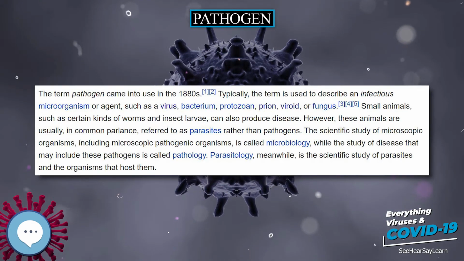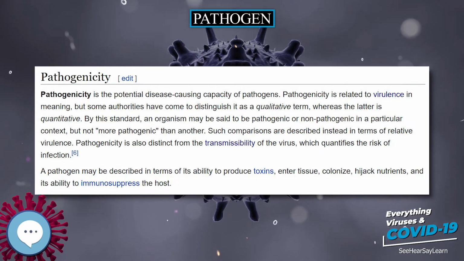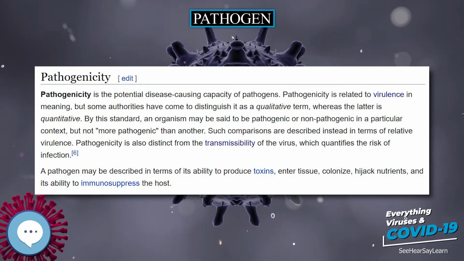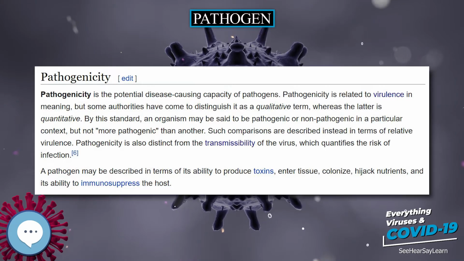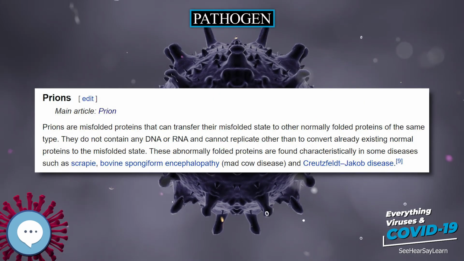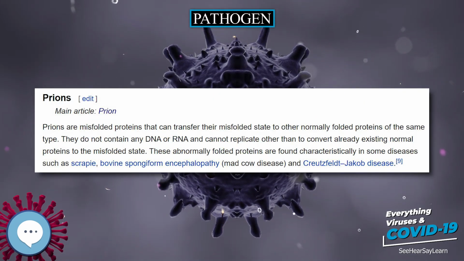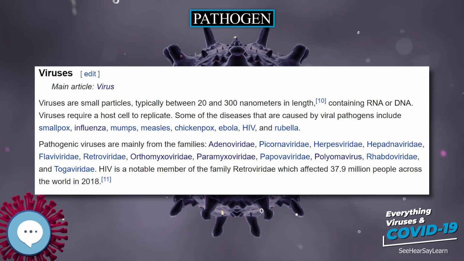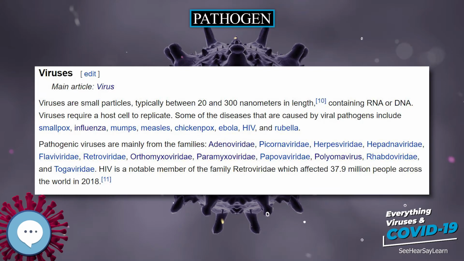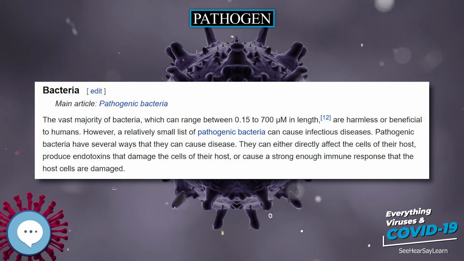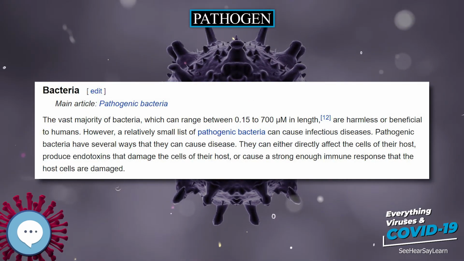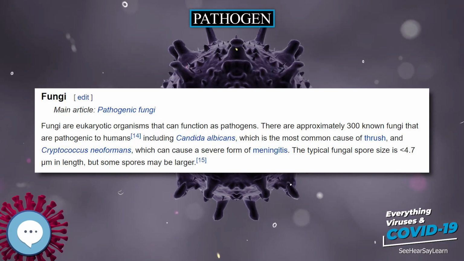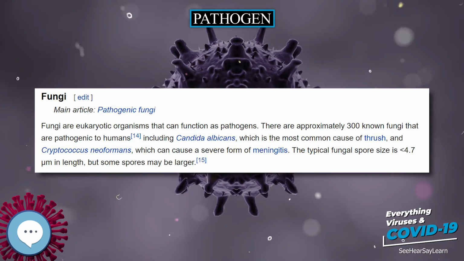Pathogenic viruses are mainly from the families Adenoviridae, Picornaviridae, Herpesviridae, Hepadnaviridae, Flaviviridae, Retroviridae, Orthomyxoviridae, Paramyxoviridae, Papovaviridae, Polyomavirus, Rhabdoviridae, and Togaviridae. HIV is a notable member of the family Retroviridae, which affected 37.9 million people across the world in 2018. Bacteria.